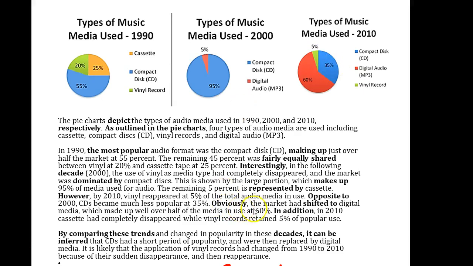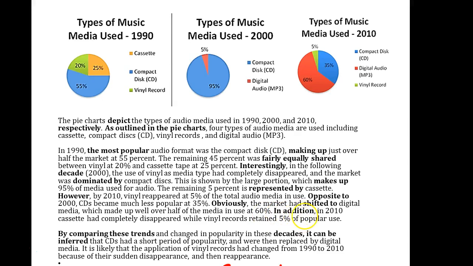Obviously, another transitional word, the market had shifted to digital media or MP3s, which made up well over half. Remember, before we said just over half. Now we're saying well over half. All right. So well over half the media in use at 60%. So half is 50, well over half is 60.